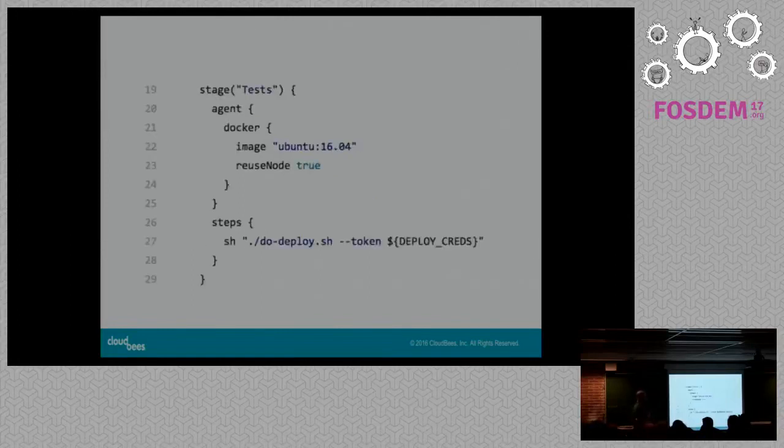Next step, tests. So here we're showing per stage configuration, and specifically per stage configuration of agent. So our first step that ran make clean and make package and generated our build artifacts was running on just the agent node. And now we want to run tests, but we want to run those inside a Docker container. So we've specified the image that we're going to build in, and we've specified reuse node true.